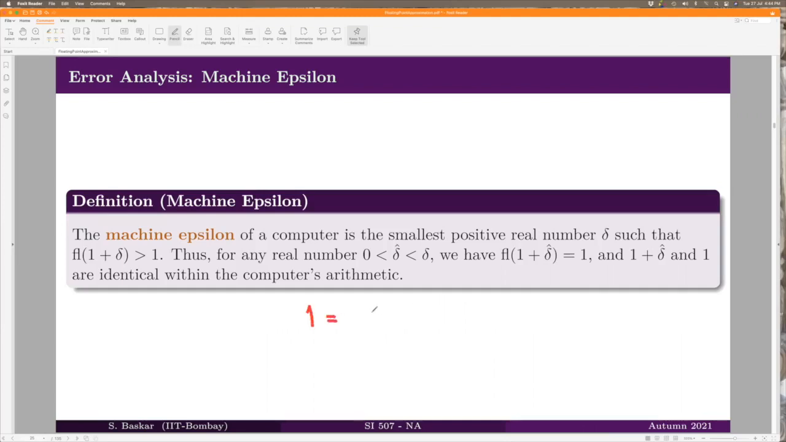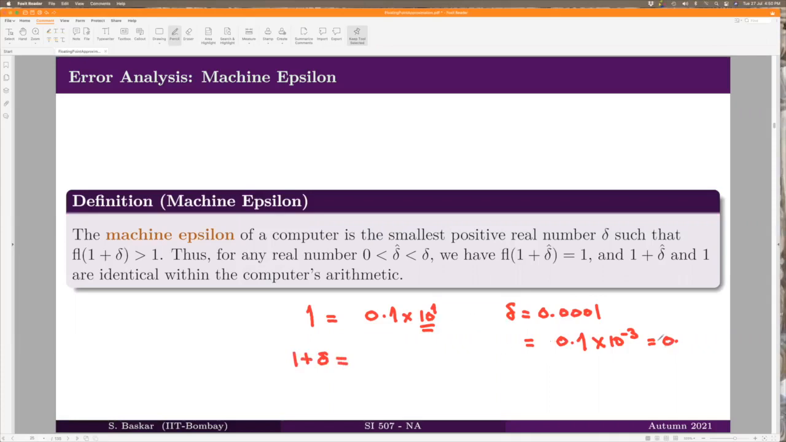1 is nothing but 0.1 into 10 to the power of 1, right? Suppose you take delta is equal to 0.0001, then that can be written as 0.1 into 10 to the power of minus 3, right? Well, how to find 1 plus delta? Here we just have to add these two numbers.